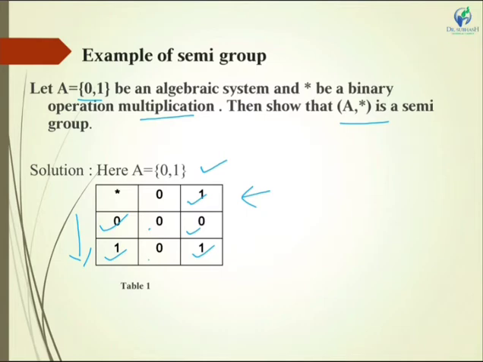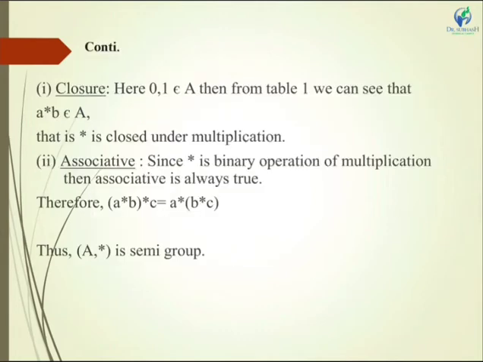Okay. Now to prove semigroup, we have to satisfy two conditions, that is closure and associative law. Closure means what? All the elements obtained after applying the binary operation must be contained in the given set. So after constructing the composition table, we can see that the obtained elements are only 0 and 1, and both are in set A, that is {0, 1}. So we can say that A is closed under multiplication.